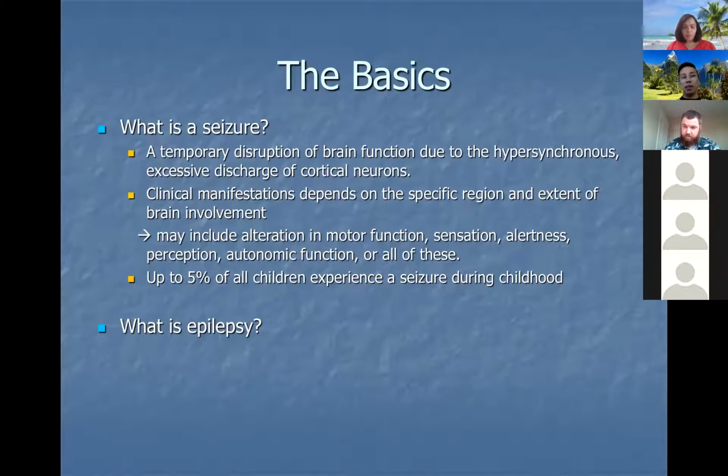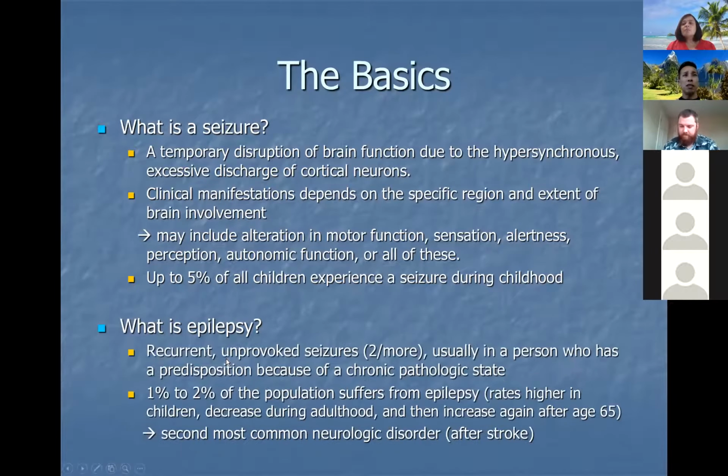Like real estate, it's location, location, location. So you may get motor function, sometimes sensations, alertness, perception, autonomic function, like decreased or increased heart rate, respiratory changes, these kinds of things. Or sometimes it's a combination of all of the above. About 5% of all children will experience a seizure at some point during childhood. So not big numbers, but a higher number than you would expect. A lot of times for those of us that work in academia and the larger medical centers, we see more of those cases, so it's slightly skewed from what many in the general population will see.